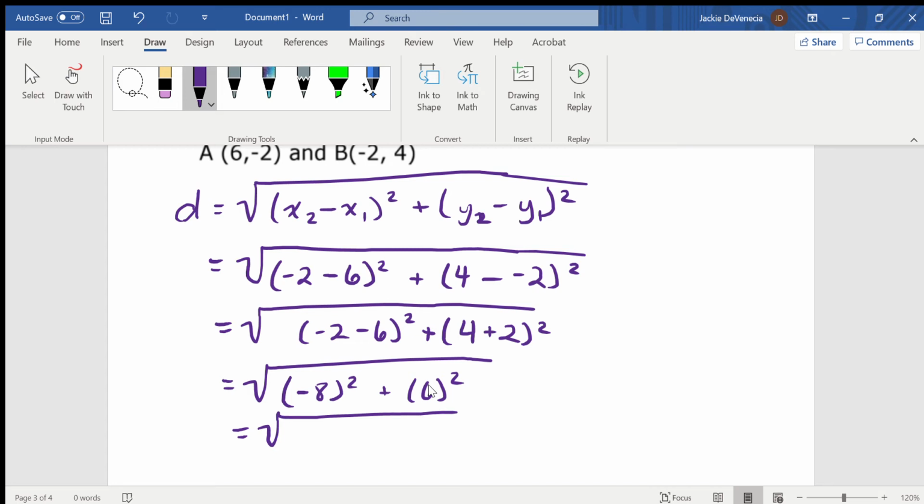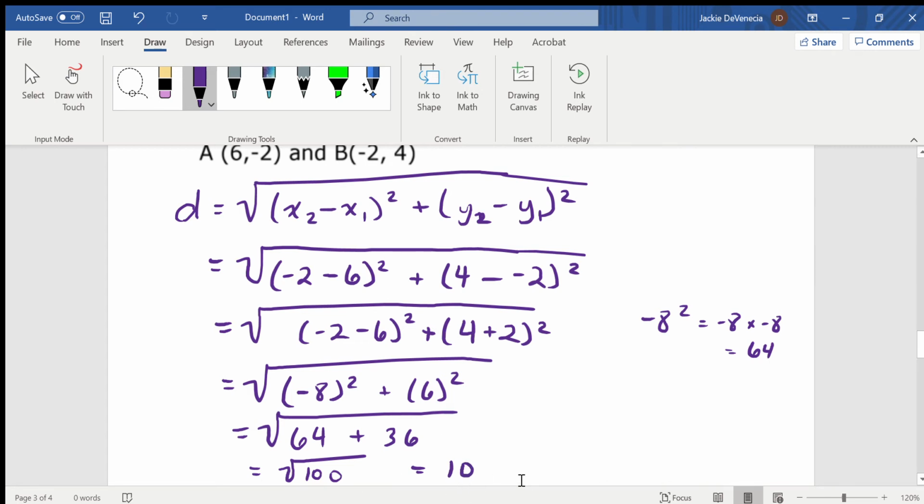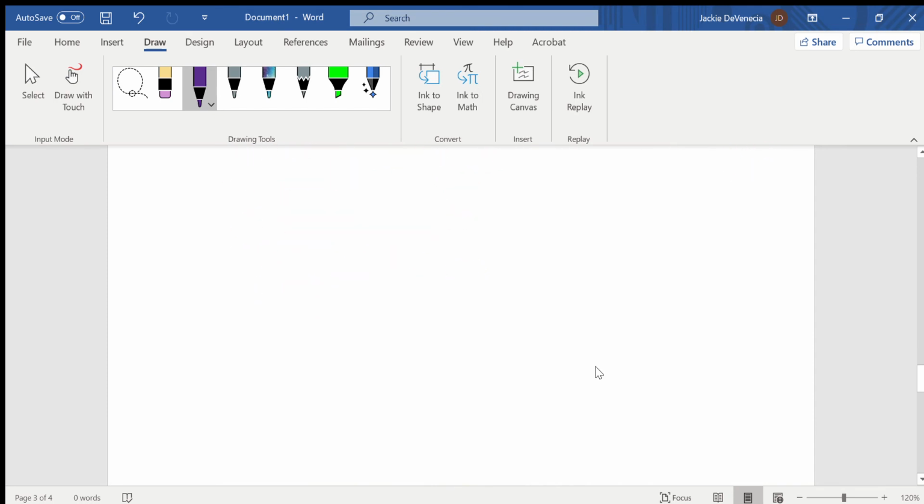And then we want to evaluate everything. So -8 squared is the same as saying -8 times -8, which is a +64. So 64 plus 6 squared, which is 36. And when we add those together, we're going to get 100, but we can't forget that square root. So the square root of 100 is just 10. Okay, sometimes they won't be nice even numbers like this, but in this case it was.